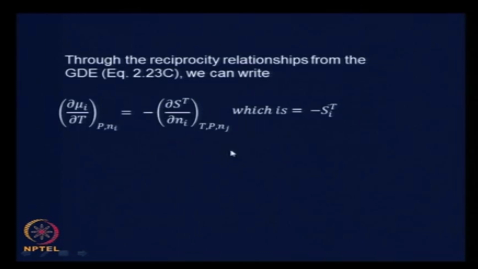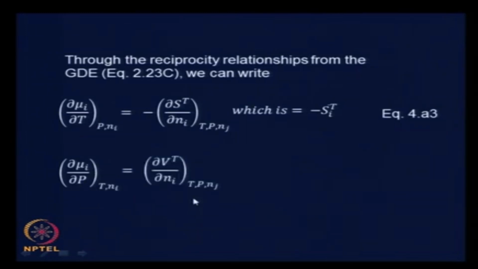This is the partial molar entropy, and this relationship comes from applying the reciprocity relationship to the Gibbs-Duhem equation. Another reciprocity relationship gives us dou mu_i dou P at constant T and N_i equals dou V_t dou N_i at constant T, P and N_j, and this you all know is the partial molar volume of the species i. This is equation 4A4.